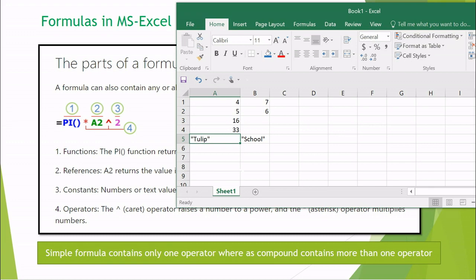Now what is concatenation? If I am having text values in the cells and I want to join them together, then I can do it by saying A1 & A2. This will bring both the values together.